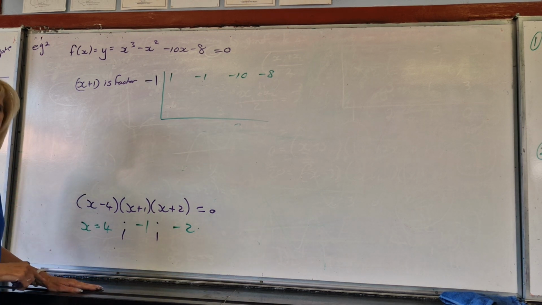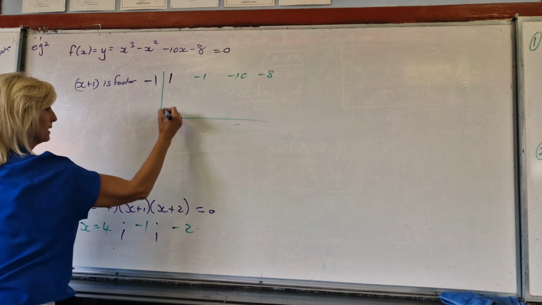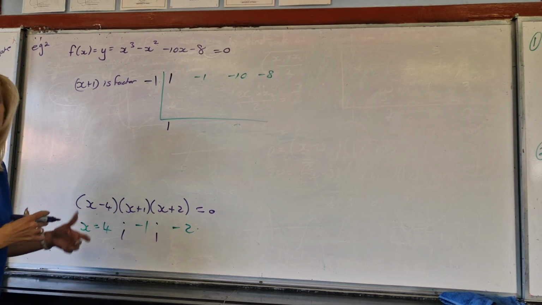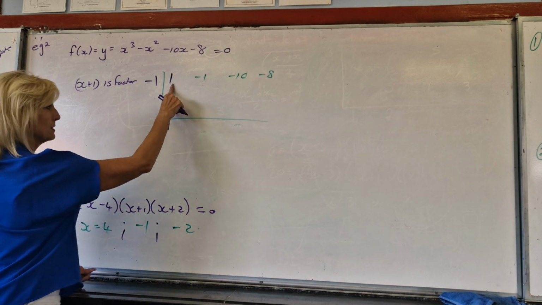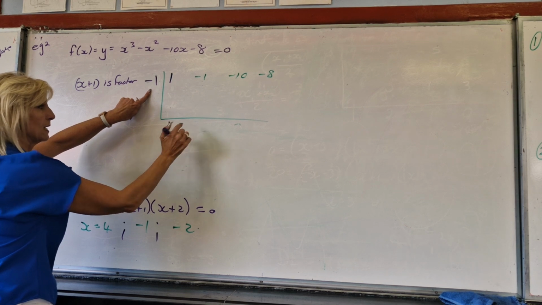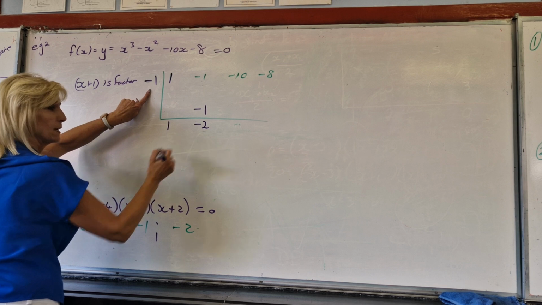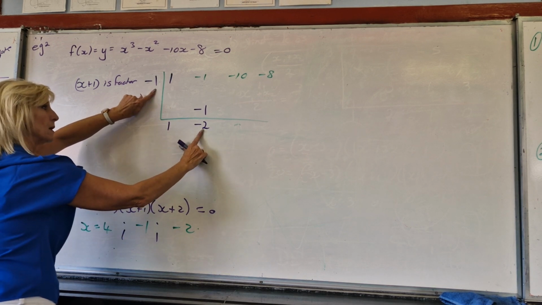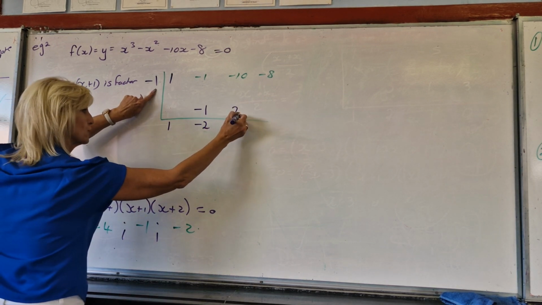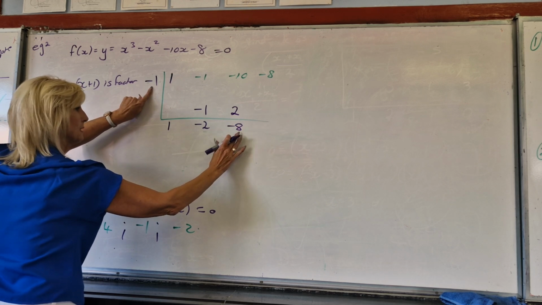How does synthetic division then work? First thing you do is you bring down that number, whatever it is. Unfortunately, it's 1 again, and very often it is 1. But whatever's there, you bring down. Then we multiply and get negative 1, which goes there. Then we add and get negative 2. We multiply and get 2. Add and get negative 8. Then we multiply and get positive 8.